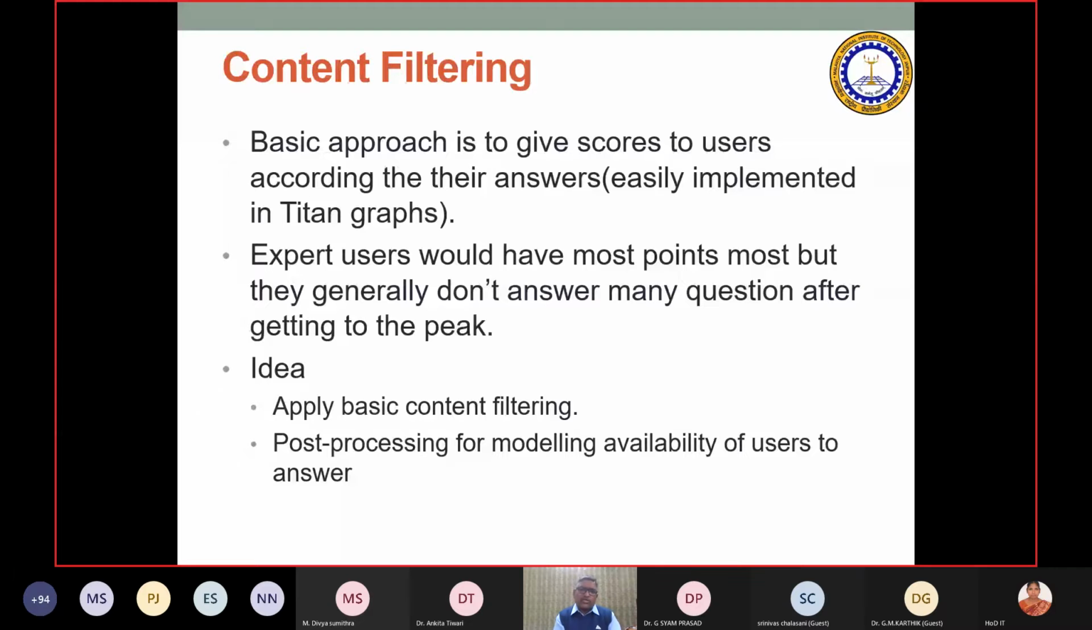So the basic information is to give scores to users according to their answers, and then we know, based on the answers and the subscriptions they have, who can easily answer. Expert users have the most points, but they generally don't answer many questions after reaching the peak. And again, it depends on the time zone. It depends on how many hours he or she may take before seeing the question. So the idea is to apply basic content filtering and post-processing for modeling the availability of users to answer.